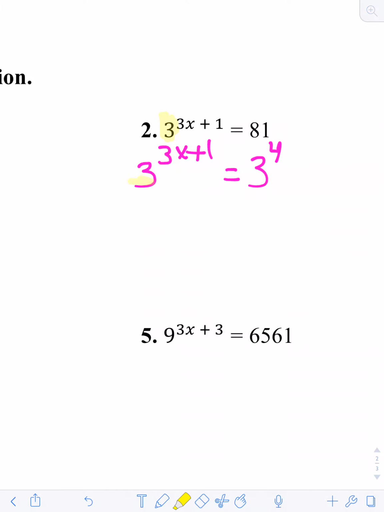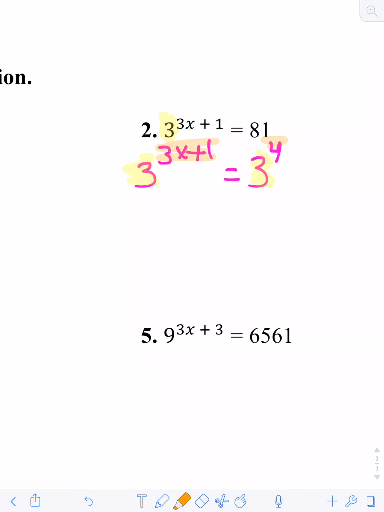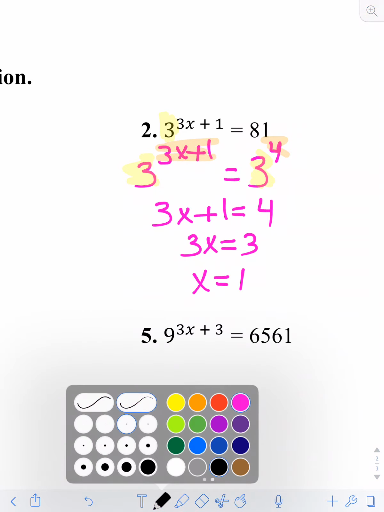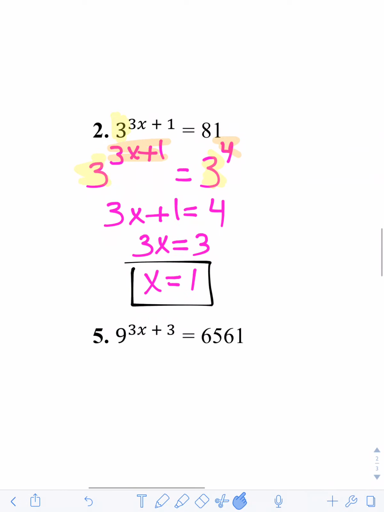So again, my bases are the same. So what I can do now is set my exponents equal to each other. So I have 3x plus 1 is equal to 4. So 3x is equal to 3. So x is equal to 1. And that's it. All right, number 3. There we go.